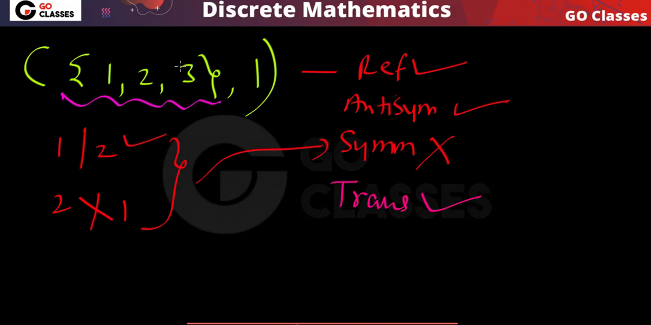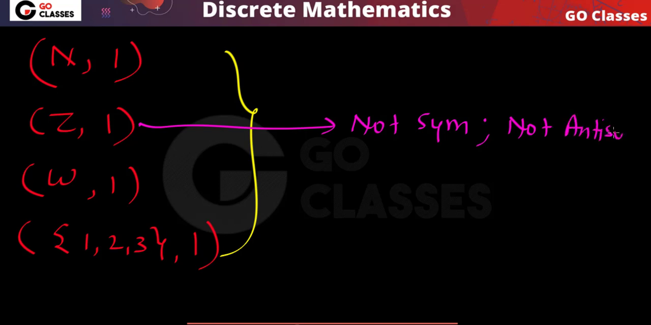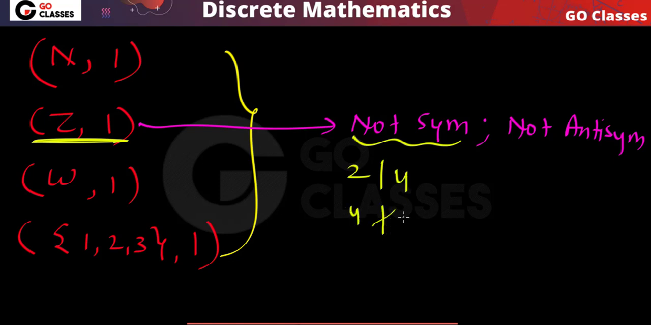Definitely you should take care of the base set. For example, if you have this one, you can clearly see this is not symmetric, and also not anti-symmetric. For the set of integers, divides, this is not symmetric because 2 divides 4, but 4 does not divide 2. This is not anti-symmetric because 1 divides -1 and -1 divides 1. So for the set of integers, divides, this is neither symmetric nor anti-symmetric.